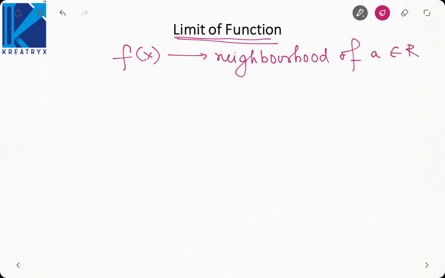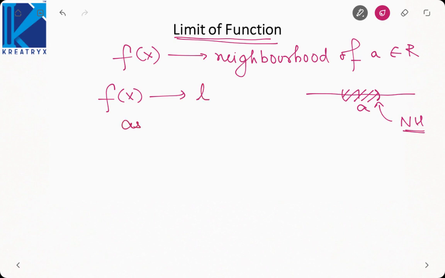What is meant by neighborhood? Suppose on the real axis this is my point A. So if you define f(x) in the nearby region to A on the real axis, that will be known as my neighborhood. Then f(x) is said to tend to limit L as x tends to a.